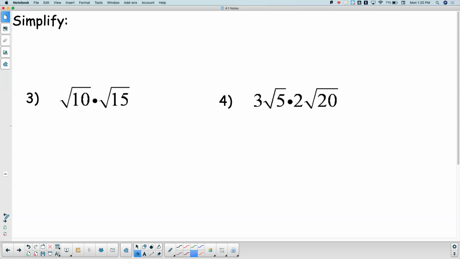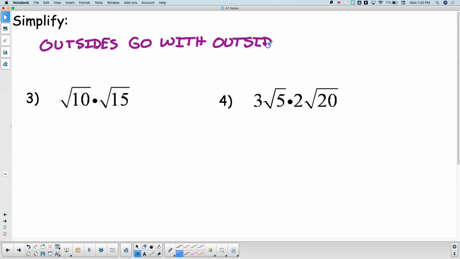When we're simplifying and we're multiplying radicals, if we're adding and subtracting radicals, the radicands have to be the same. The indexes have to be the same in order to add them or subtract them together. When we're multiplying, okay, then it's outies and innies. So our outies can only go with outies. Innies can only go with innies.